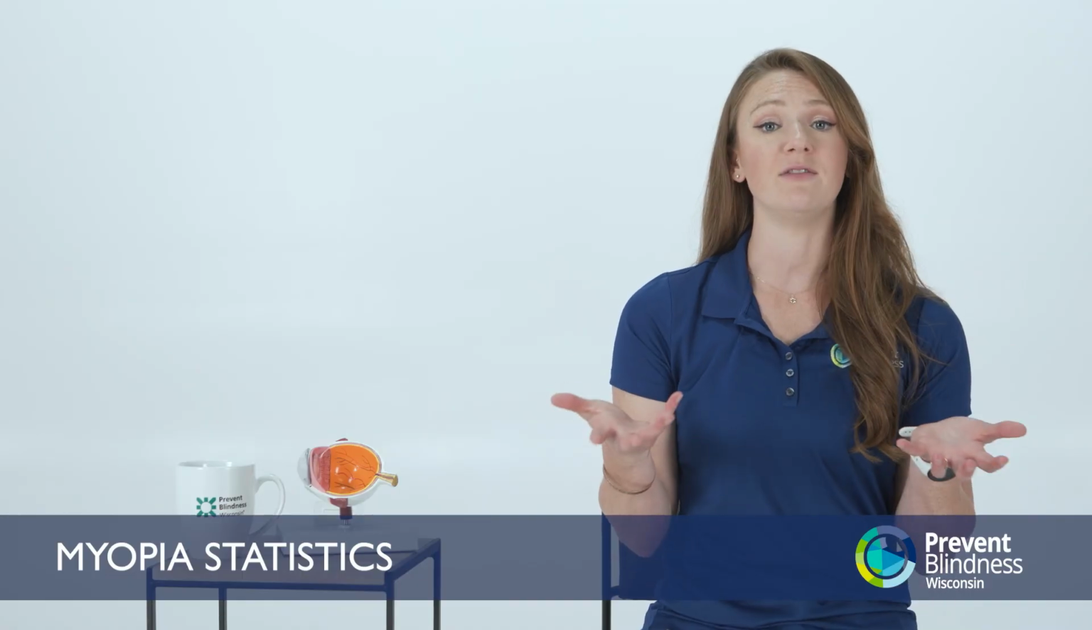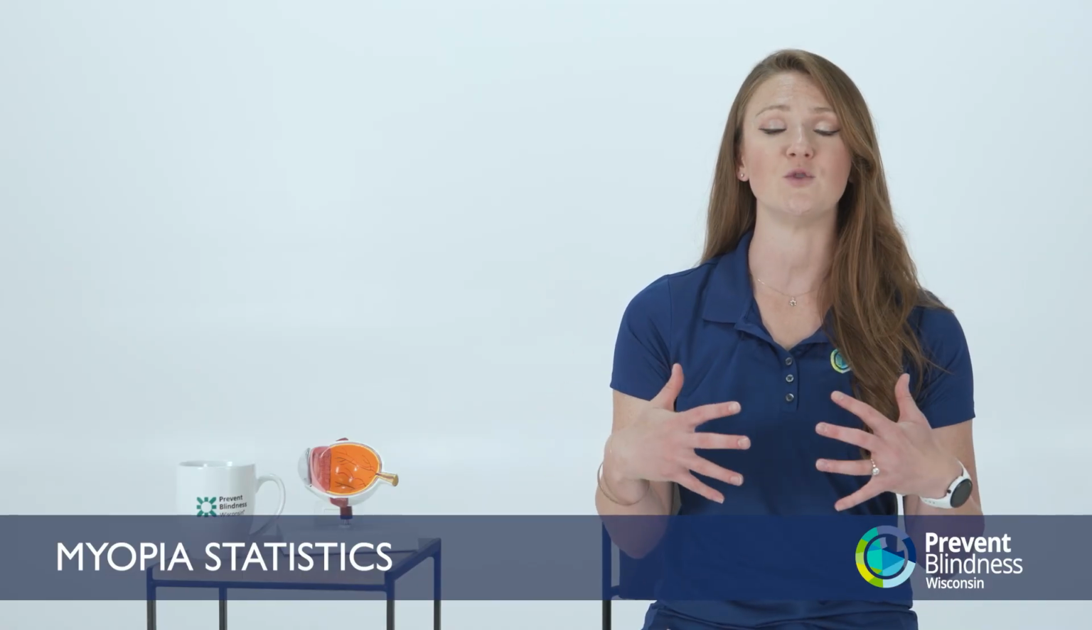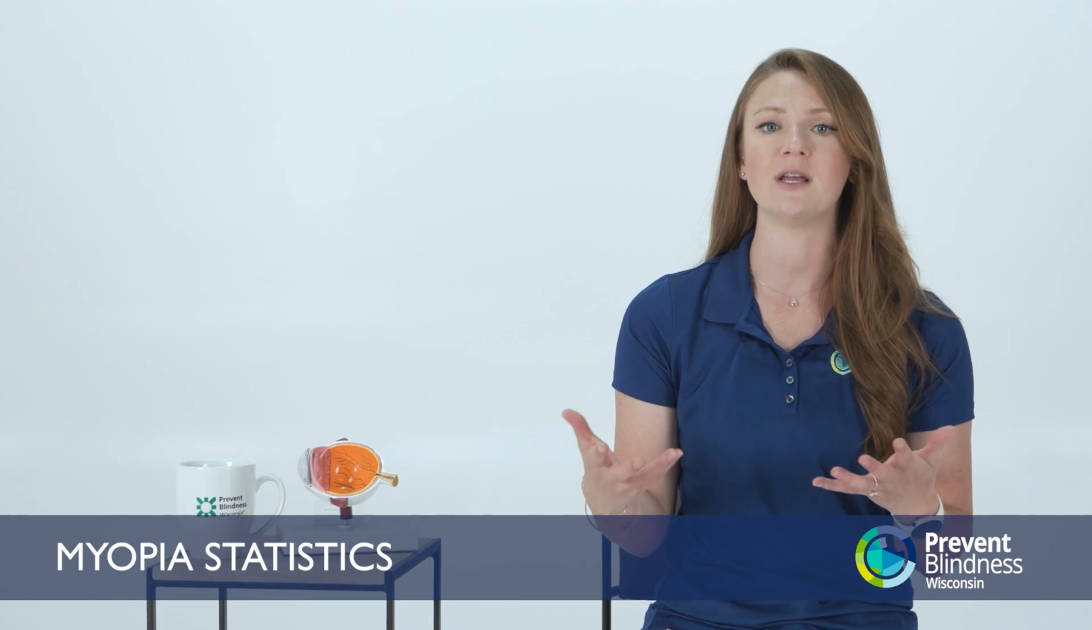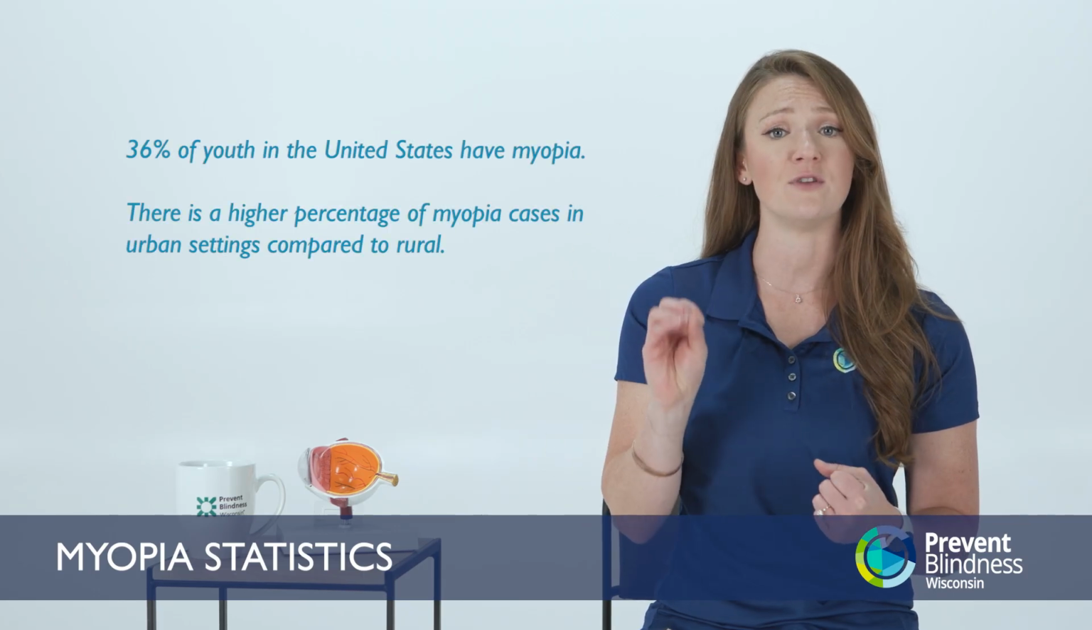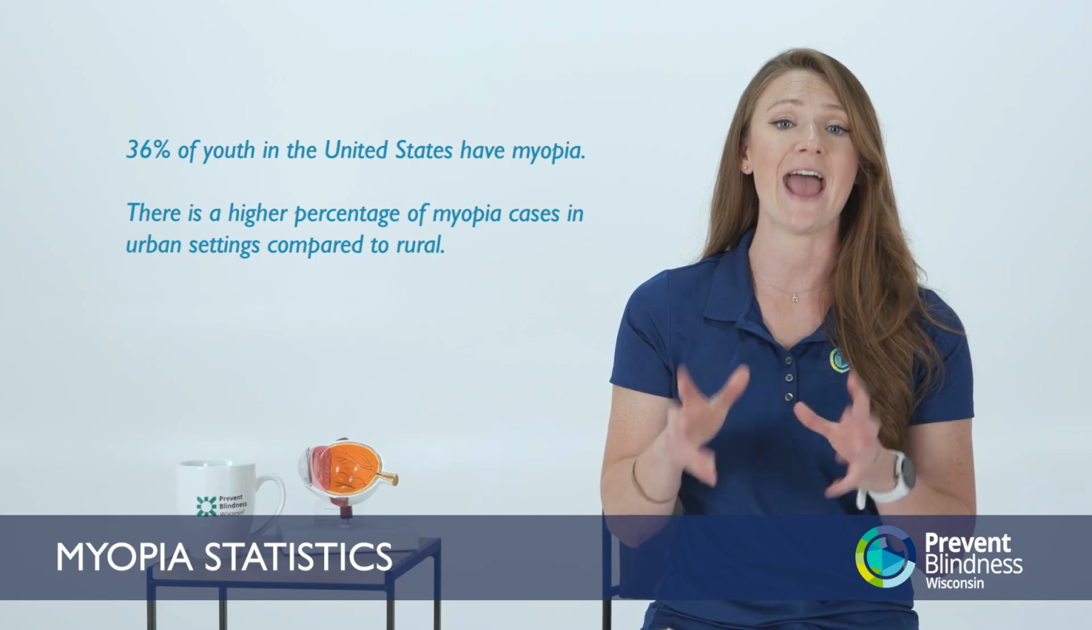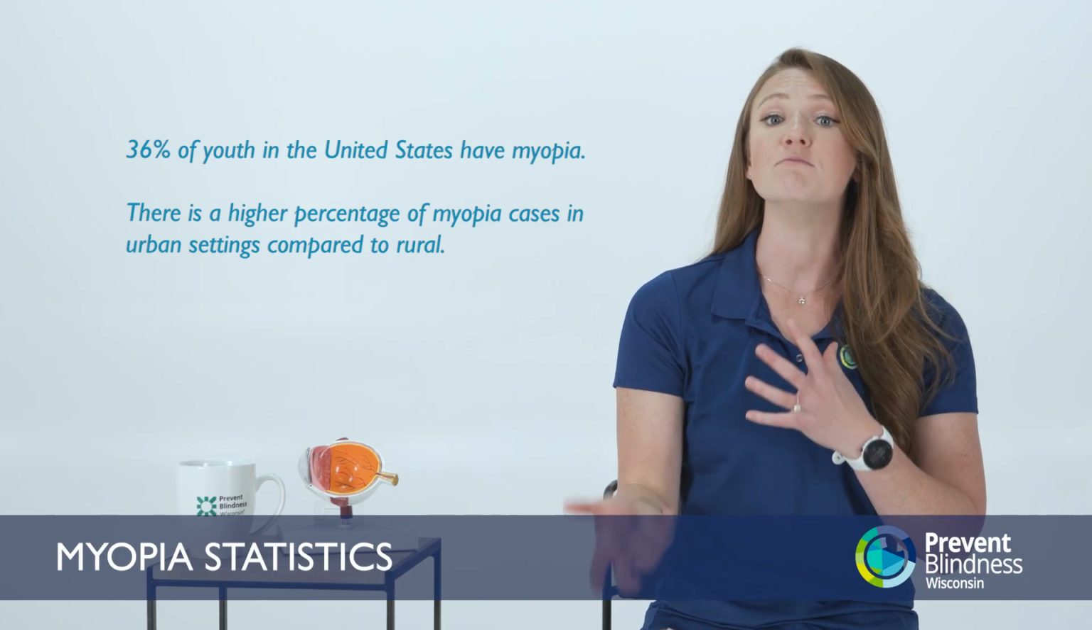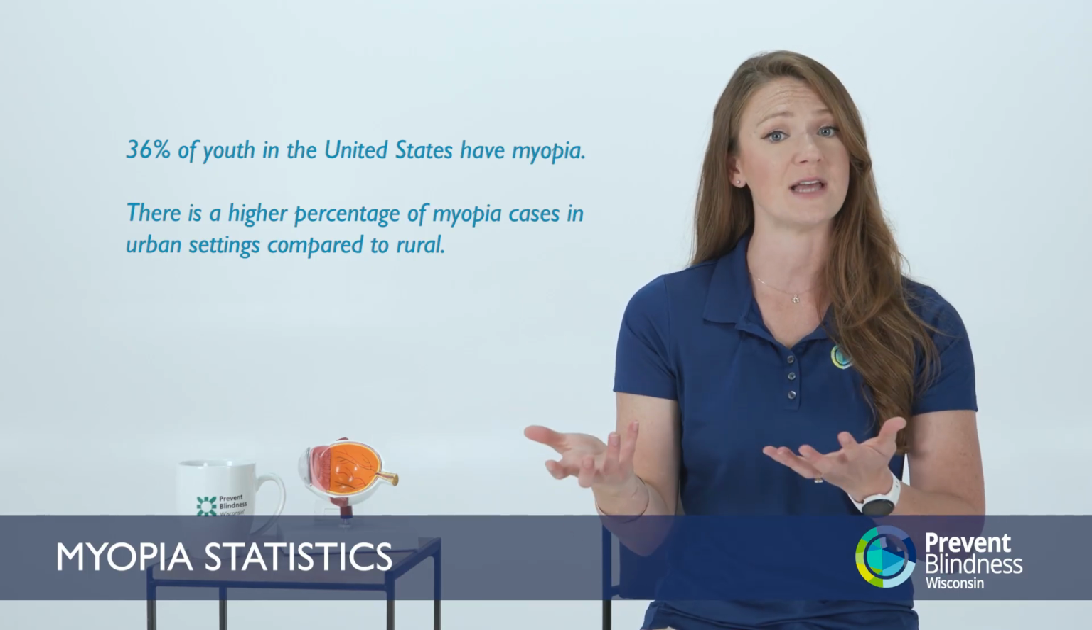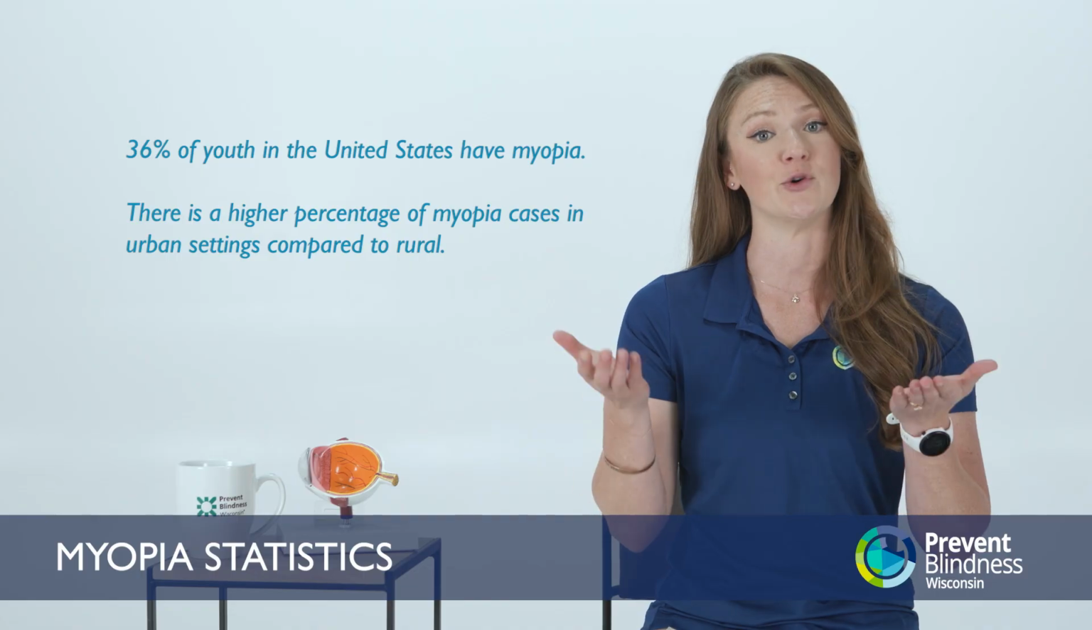When it comes to the prevalence of myopia, especially in the United States, we are seeing rates increase among children. In fact, 36% of youth in the United States have myopia. We are seeing it more in urban settings compared to rural settings, but the rate is steadily increasing.